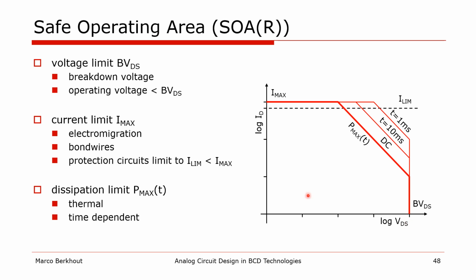Second, there is the maximum current limit set by electromigration in the interconnect, but also current limits in bond wires. This limit is usually safeguarded by a protection circuit that shuts the device down if the current exceeds a safe level. And finally, there is a limit on the power dissipation that the device can survive. This is essentially a thermal limit and is time dependent.